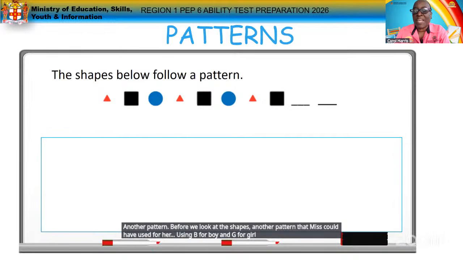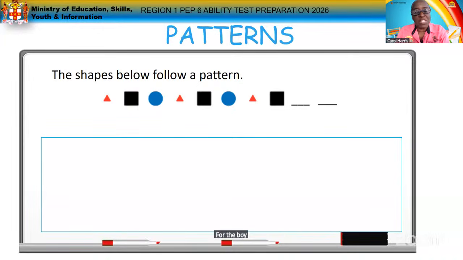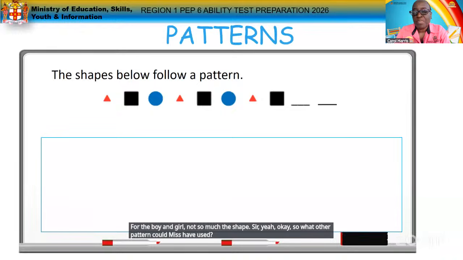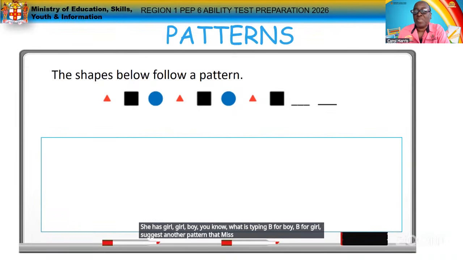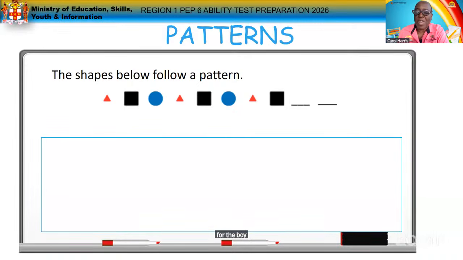Could you just type in the chat quickly for me other patterns that Miss could have used for her students? This one was girl, girl, boy, girl, girl, boy. What are other patterns she could have used for the boy and girl, not so much the shape? She has girl, girl, boy. Now type B for boy, G for girl. Suggest another pattern that Miss could have used for the boy and girl.